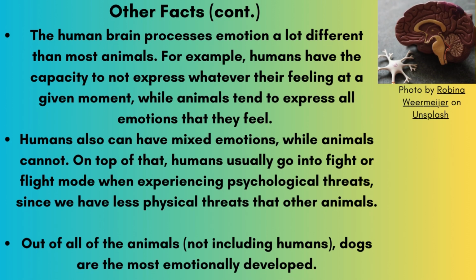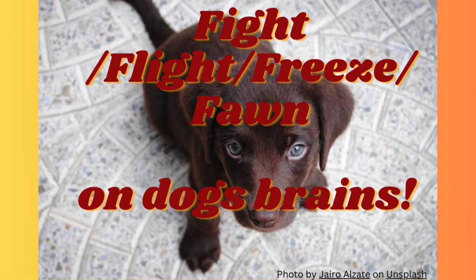However, excluding people who are psychopaths, humans have much stronger emotions, making it easier for them to use traits like empathy and guilt, which is why most humans can have mixed emotions, while animals cannot. However, dogs have the closest emotional intelligence to humans out of all of the other animals. Now we can look at how fight, flight, freeze, and fawn look in dogs. For the most part, this is very similar to how it looks in humans, but there are some differences that separate the two.